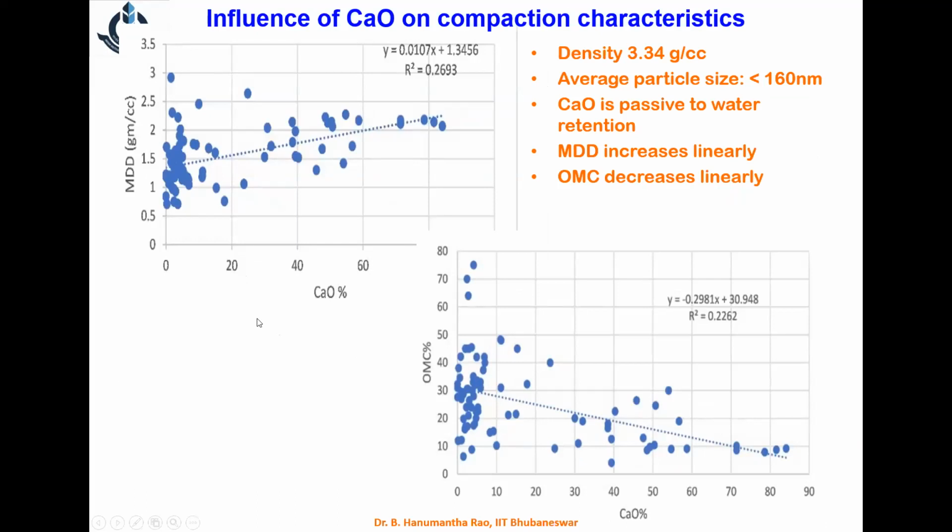The last one is the CaO content. CaO is usually said to be pozzolanic, so it is highly reactive with water. It basically develops some kind of hydration reaction the moment you add water to any CaO. This is the basic reaction mechanism, as in the case of cement also, which means it is active with water. When we tried to correlate the CaO with the density, we found an increase in gamma D with increase in the CaO content, and similarly a decrease in the OMC with increase in CaO content.